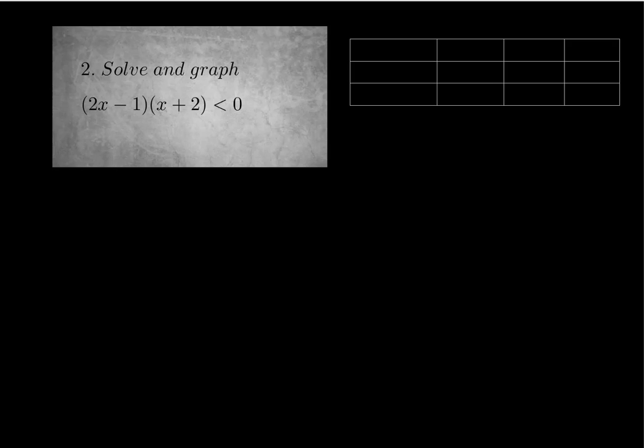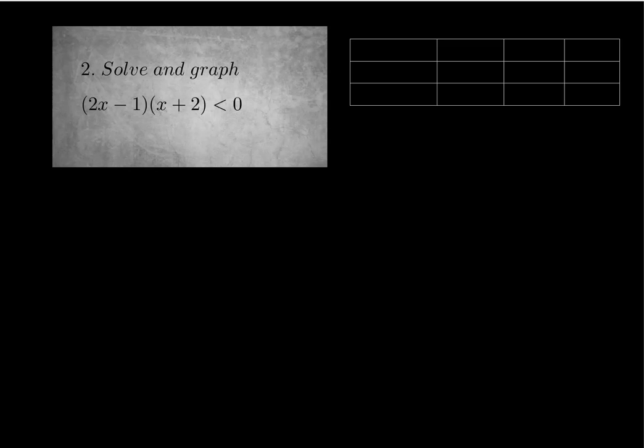This is our question number 2 on the inequations. There'll be a lot more to come. Number 2 says solve and graph the quantity 2x minus 1 factoring quantity x plus 2 less than 0. So if we have a product or ratio like this, it's always good to think of a table. I will show you how.